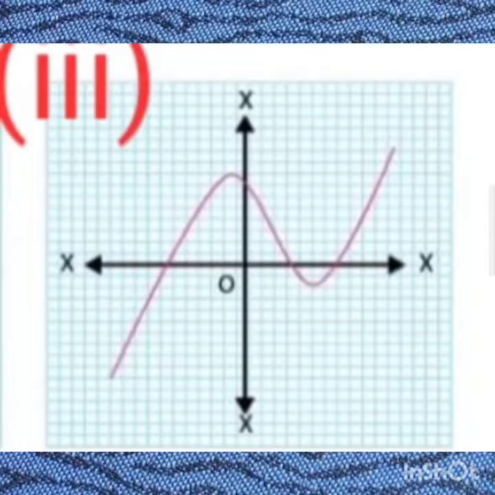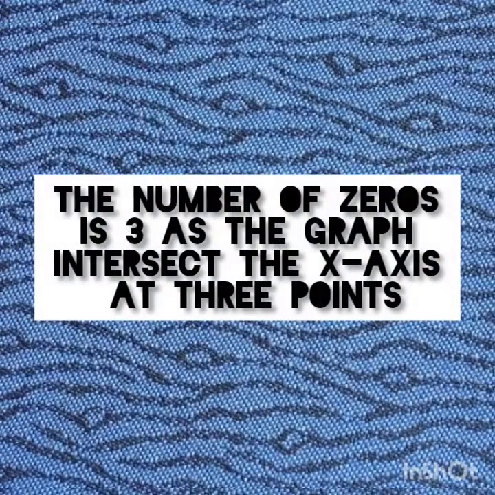Now the third graph is in front of you, dear student. Let's see at how many places the graph intersects the x-axis. You can see here this is the first point, second point of intersection of the x-axis, and this is the third point of intersection. That's why we can say that the number of zeros is 3, as the graph intersects the x-axis at 3 points. Clear to you?